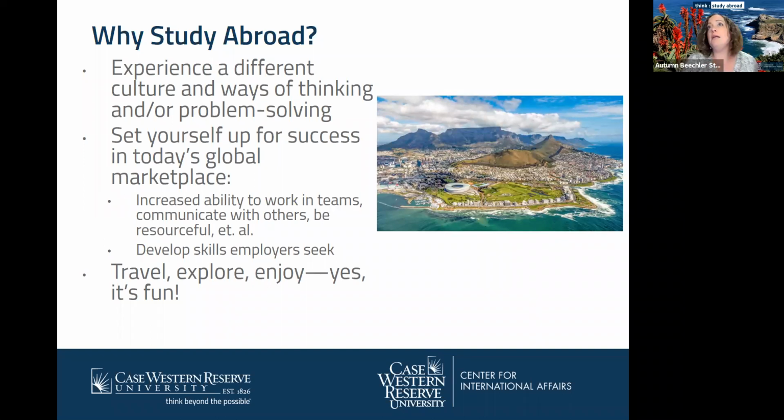Only about 12% of undergraduate students in the United States study abroad. When you're competing to enter a workforce with a highly diverse population, you need the ability to communicate with others very different from yourself, to be resourceful, to think on your feet. Having a study abroad on your resume and that experience to talk about in an interview, when you're discussing a time you were able to think on your feet, is a really wonderful way to set yourself apart and set yourself up for success.